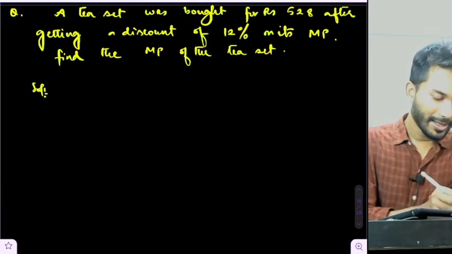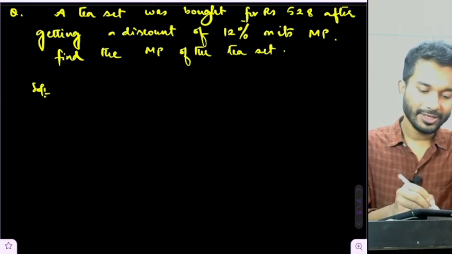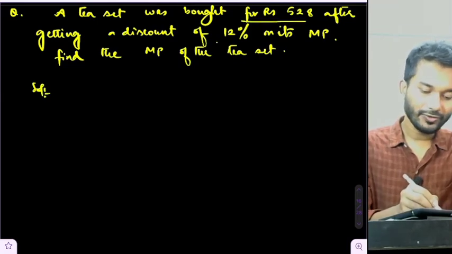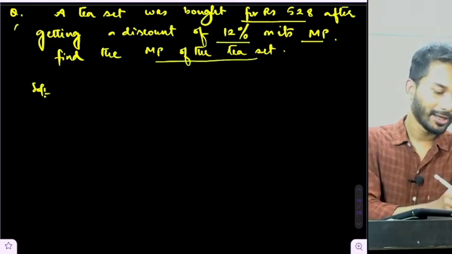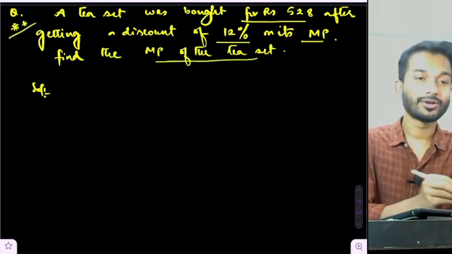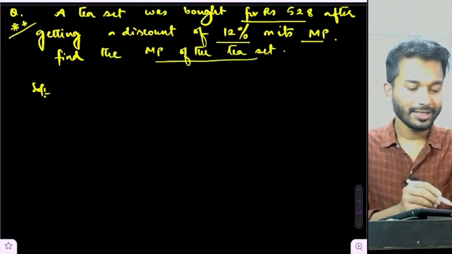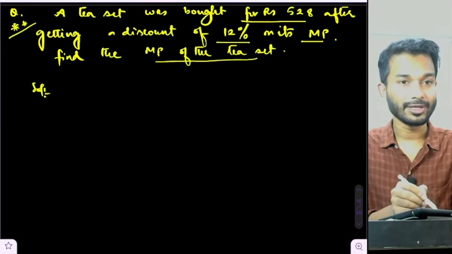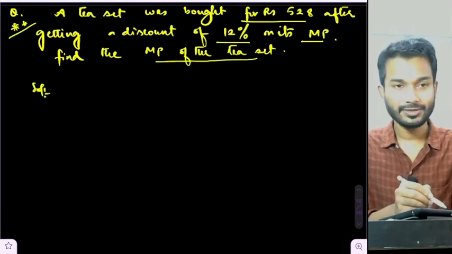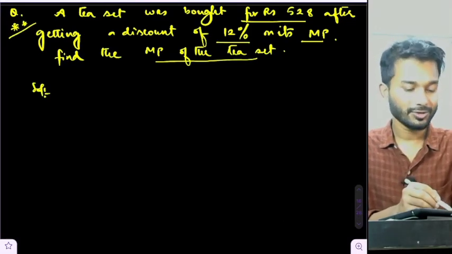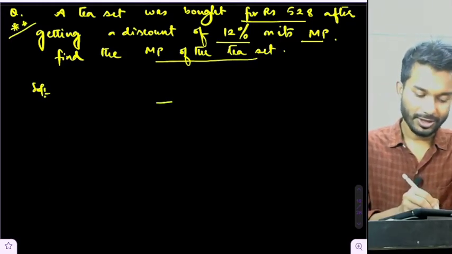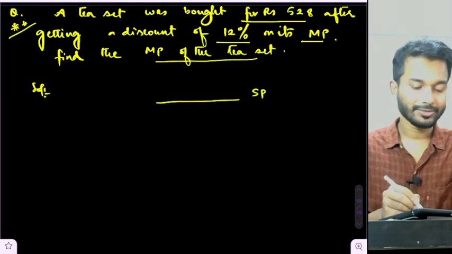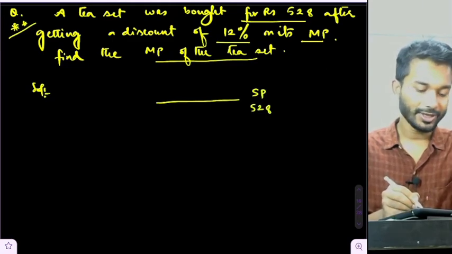What is said? A T-shirt was bought for rupees 528 after getting a discount of 12% on its mark price. Find the mark price of the T-shirt. I told you this chapter we have to see from the shopkeeper's point of view. A T-shirt was bought after getting a discount of 12% on its mark price. So I have purchased, that means the shopkeeper has sold it for 528. So this is the selling price. Selling price is 528.